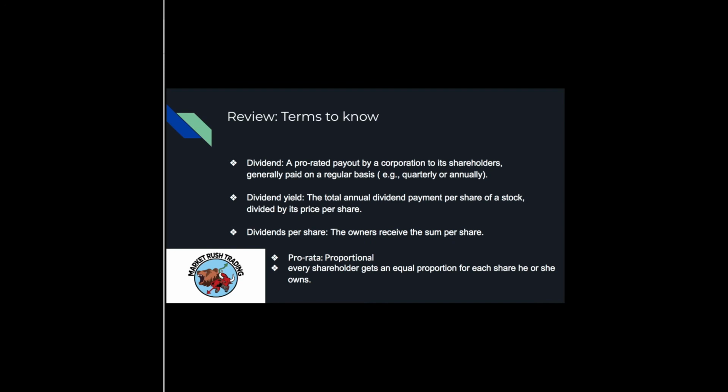Now, these are terms to review for you guys to know. Dividend is a prorated payout by a corporation to its shareholders, generally paid on a regular basis, which we went over in the beginning, in terms of quarterly or annually. Dividend yield refers to the ratio between dividends per share and the market share price. It is calculated as the total annual dividend payment per share of a stock divided by its price per share. Then we have dividends per share. Literally, the owners receive that sum per share. What pro rata means is proportional, so every shareholder gets an equal proportion for each share he or she owns.